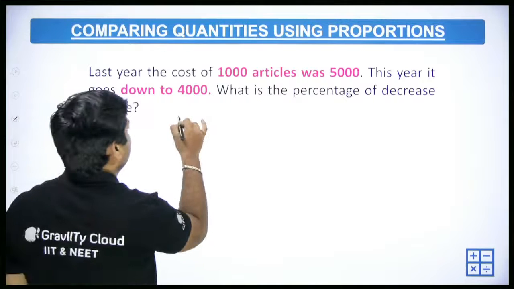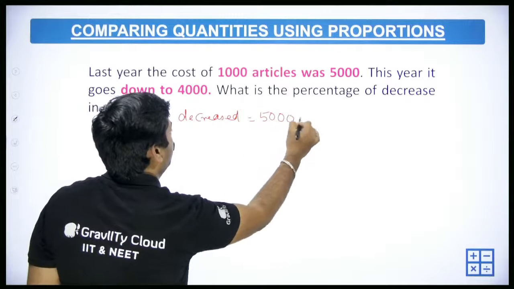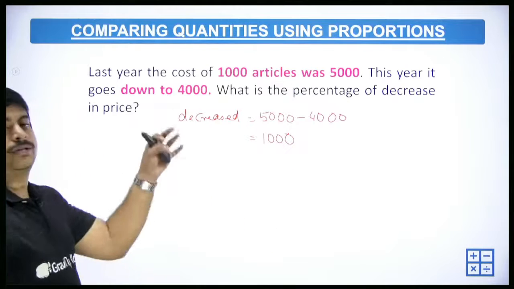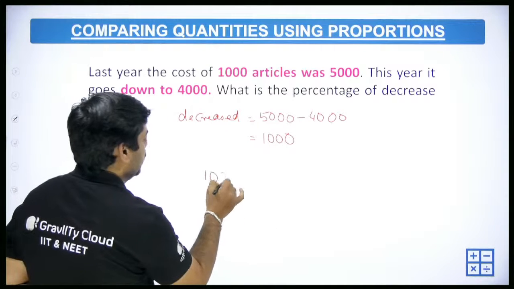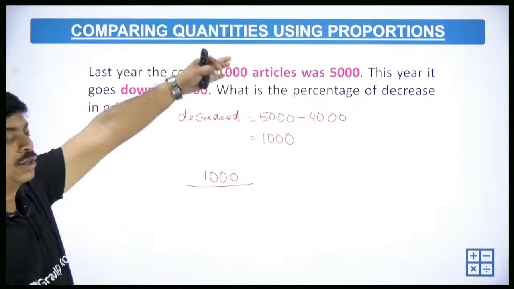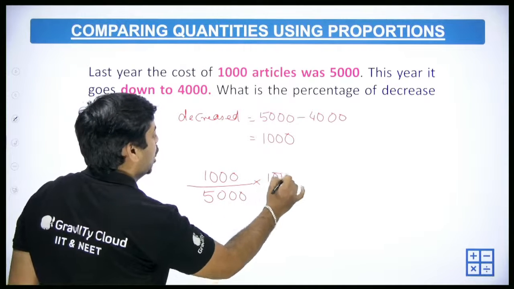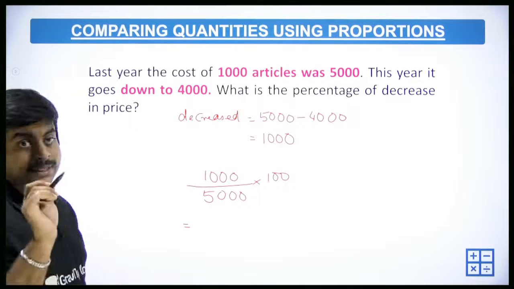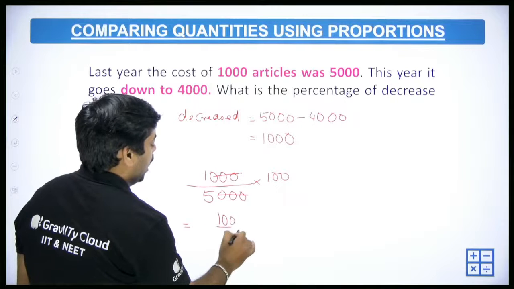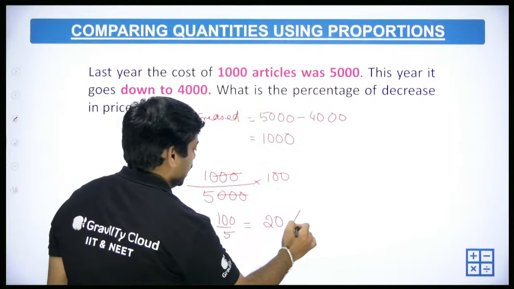The price decreased by, actually it should be 5000. Now it is 4000. So 5000 minus 4000 is 1000. So percentage of decrease means 1000 divided by the actual amount it used to be, 5000, into 100. That is how you calculate the percentage. Percentage is always with respect to 100. The zeros get cancelled. So it is 100 by 5, which is 20%.